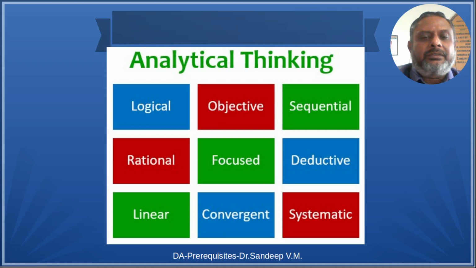Analytical thinking, you can just look at as logical, objective, sequential, rational, focused, deductive, linear, convergent, systematic. So many adjectives you can put on that. It is logical. It has some objective. It works sequentially, that's rational. It's focused onto some particular topic. It is deductive, that means you can deduce something out of it. It is linear, it is convergent. Finally, it's getting into some focal point, and it's done very systematically.